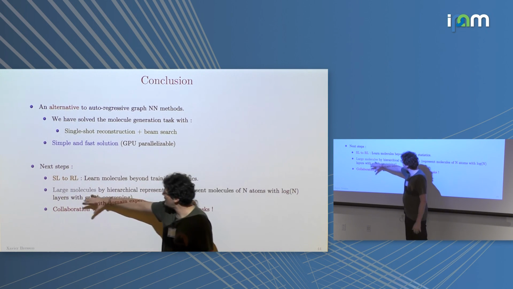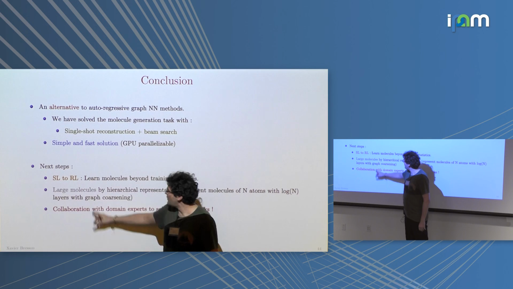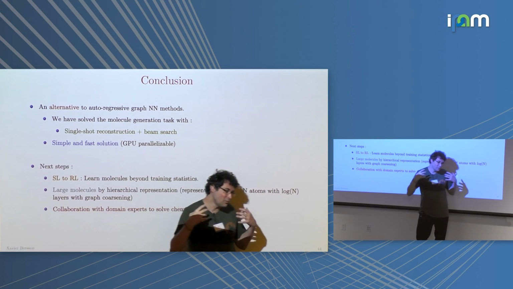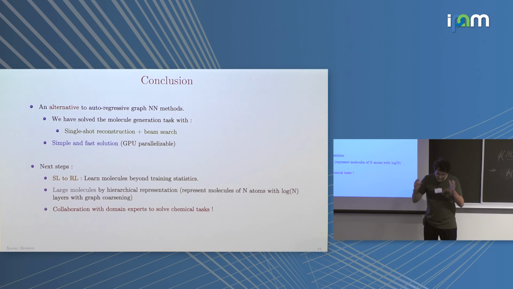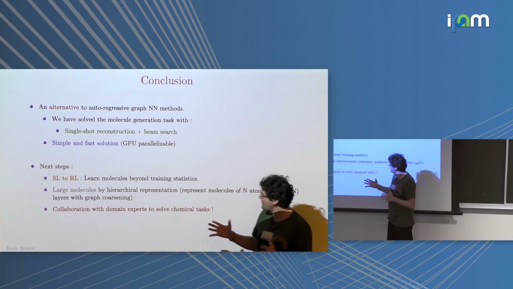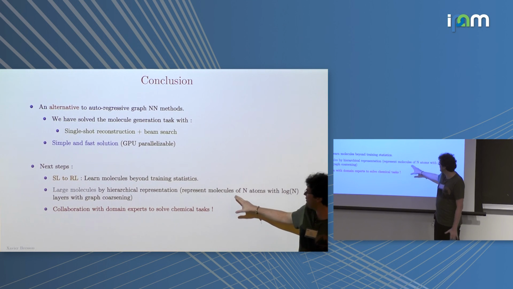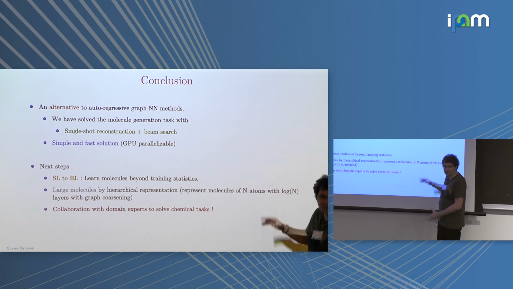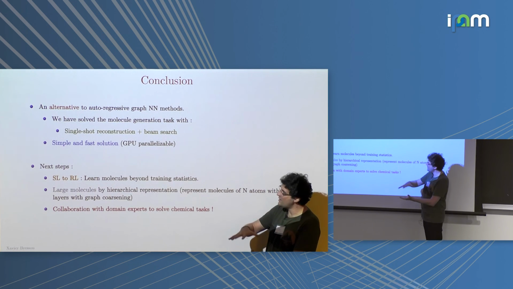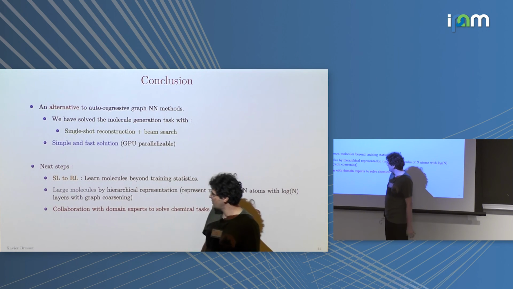So the next step is going to RL, and our technique is also very interesting because we can do large molecules. Once you fix the size of your molecule, and you will do that because you fix the molecular formula, then you can use hierarchical representation. And hierarchical representation just means that you can represent n atoms by using log n layers. So you can think that this technique can really scale to a large number of atoms.